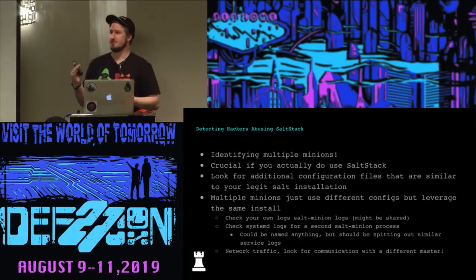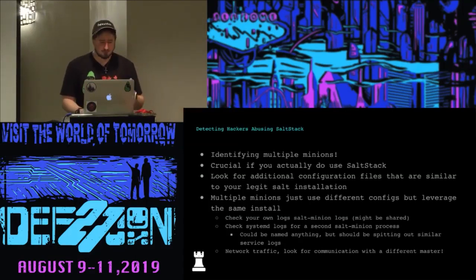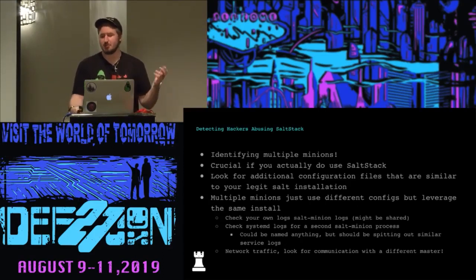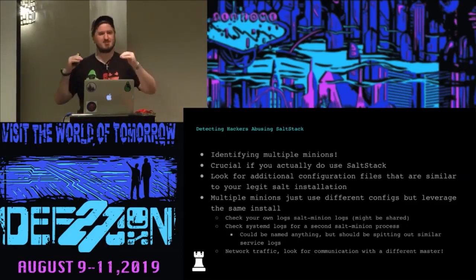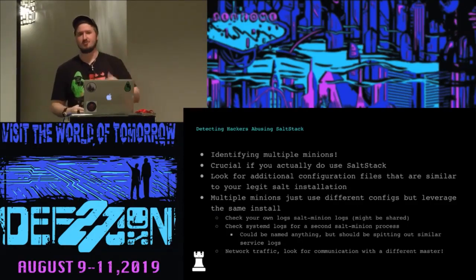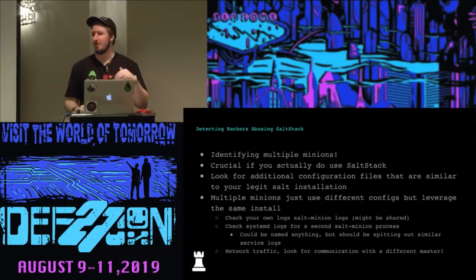Another thing would be your systemd logs. You could look for activity going on in one minion that's similar to activity in another minion, but one's not named like a minion. It's just a behavior type thing. So you notice that two services are behaving the same. One is a legitimate minion, and one's like some weird XYZ daemon or something. So that's stuff you may want to look for.